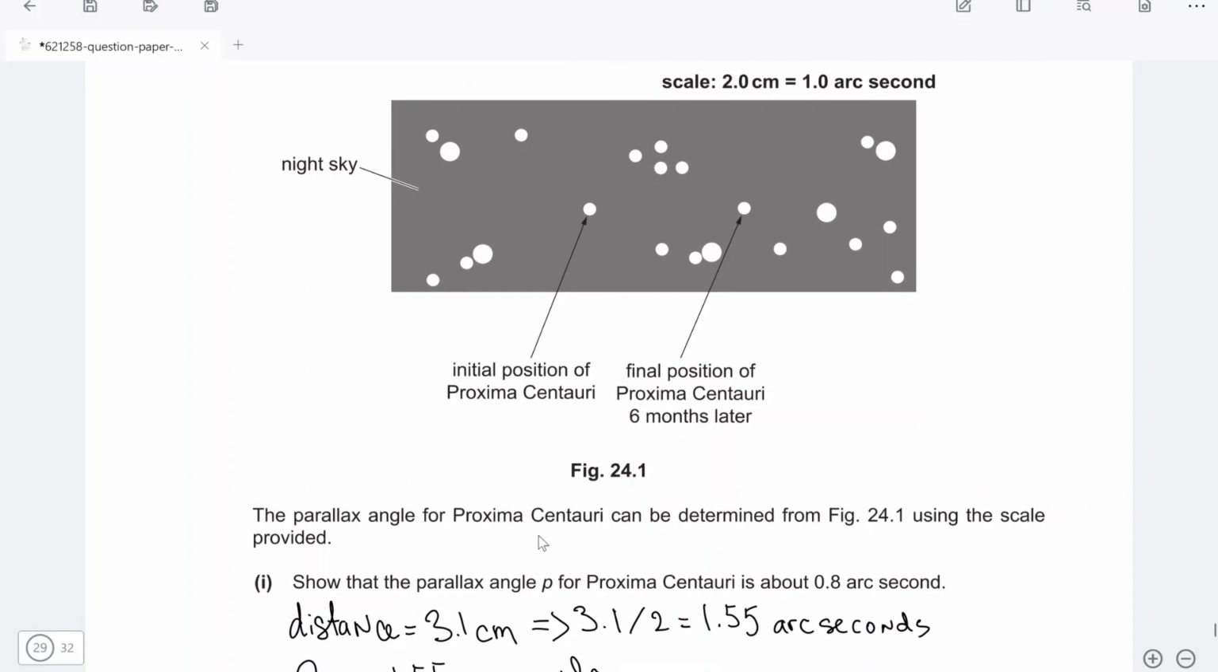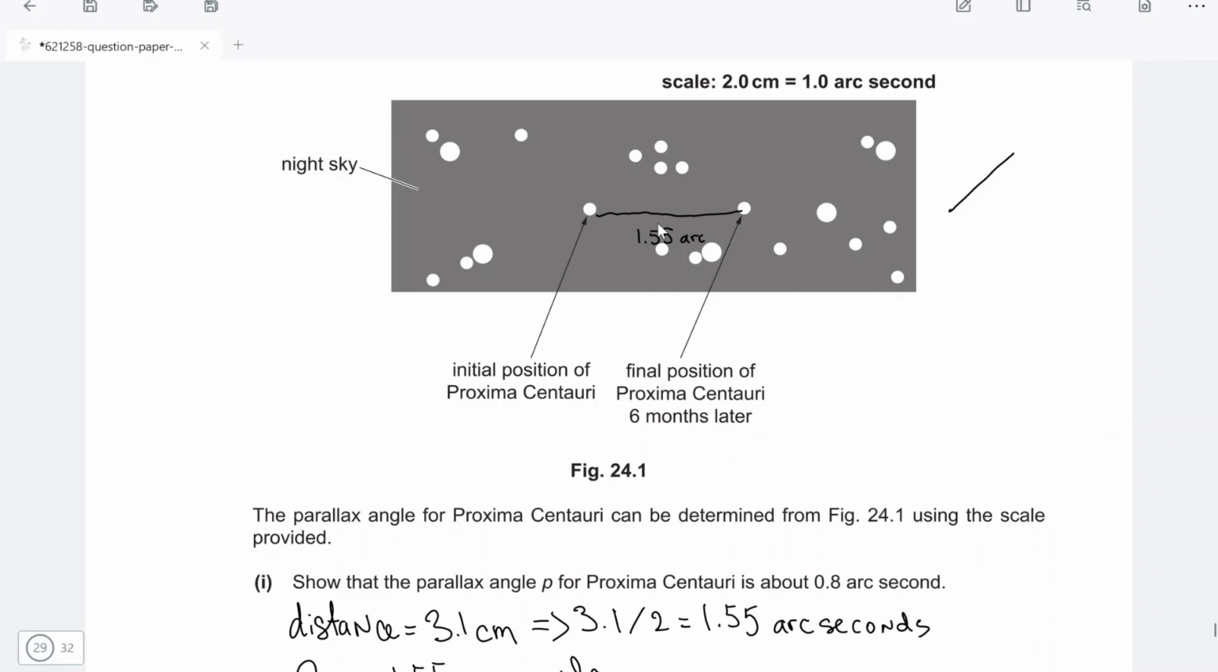So the distance that is measured from here to here using a ruler, which I can't show you because I'm using my digital whiteboard, is 3.1 centimeters. So using the scale, this 3.1 centimeters is going to correspond to half of that in arc seconds, because 2 centimeters is 1 arc second. Therefore, the distance here will be 3.1 over 2, so this whole thing will be 1.55 arc seconds. But this is not the parallax angle.